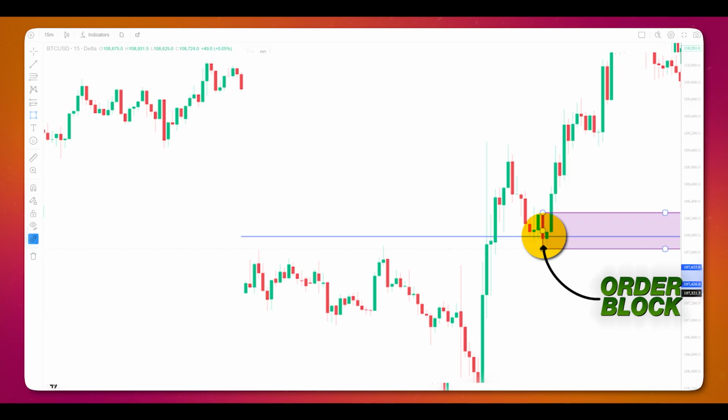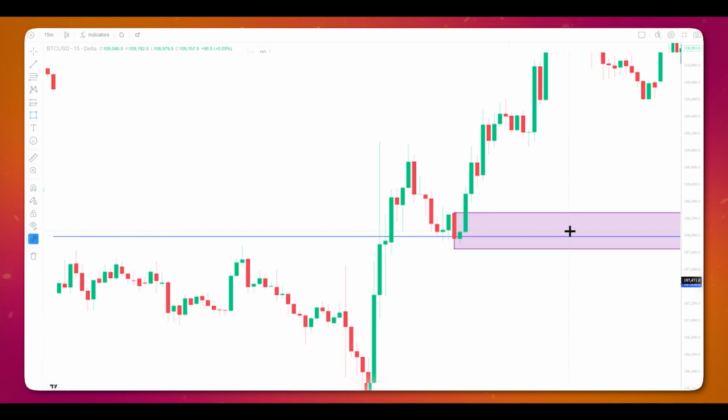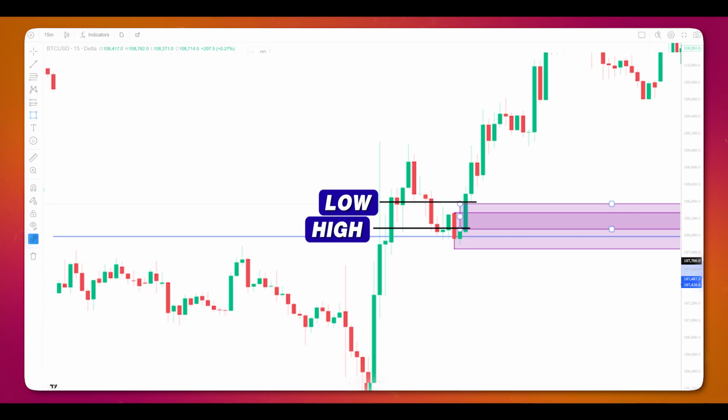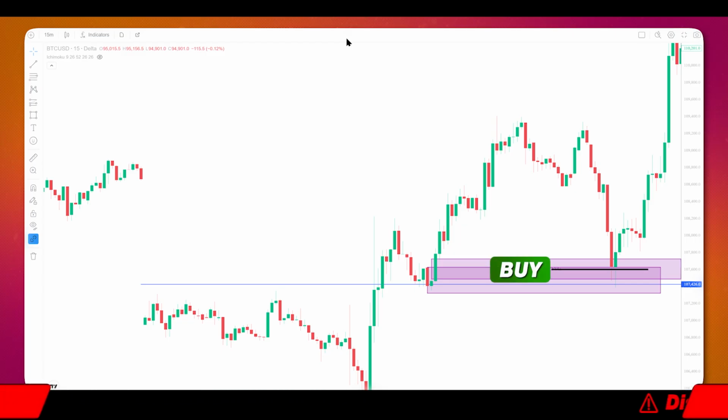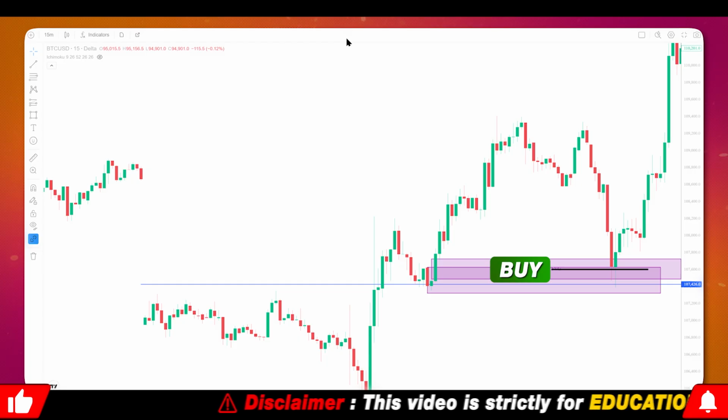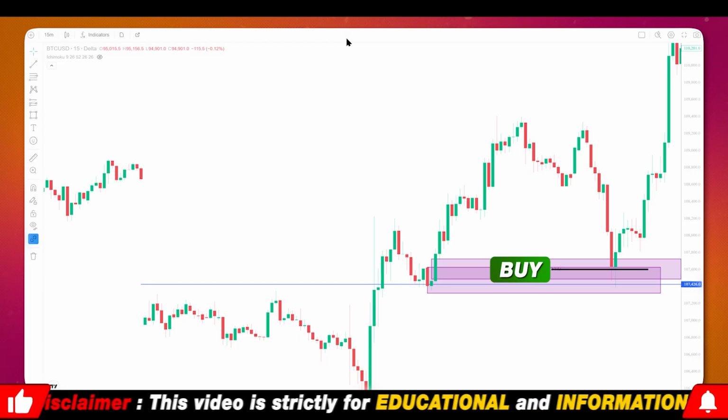Along with that, we can also see a fair value gap forming here. To mark the FVG, we take the rectangle tool and draw it between the high of the candle before and the low of the candle after the impulsive move. Now both order block and FVG are marked. At this point, we simply wait. When price comes back to this zone, we take a buy entry because our higher time frame analysis is already done, and now we are executing on the 15-minute chart. The probability of success increases significantly.